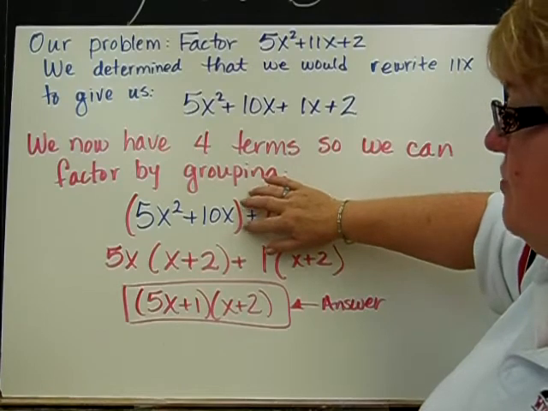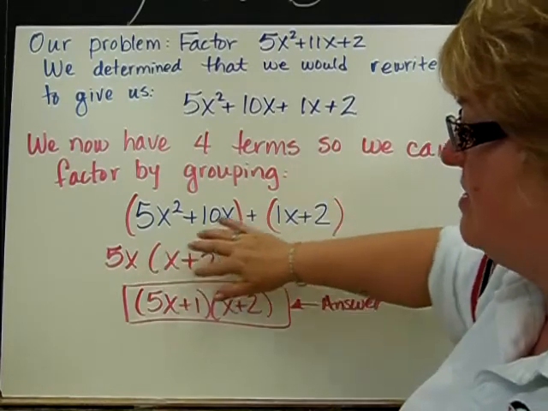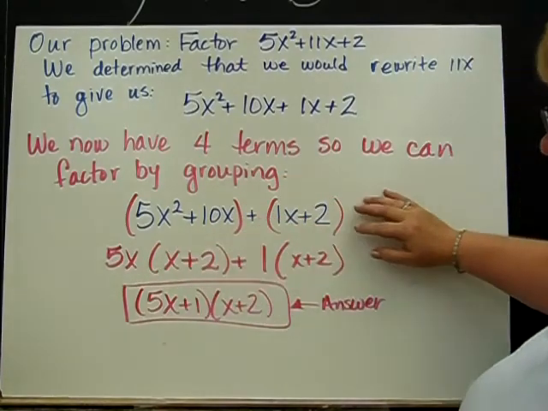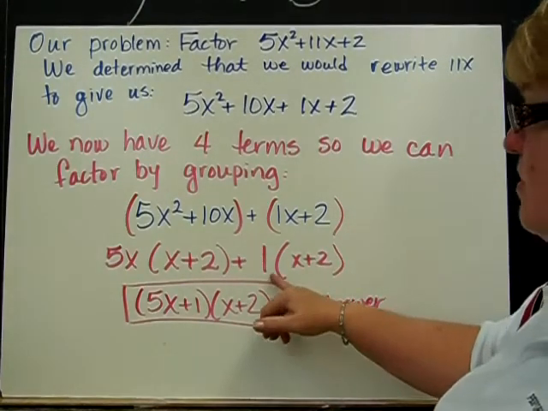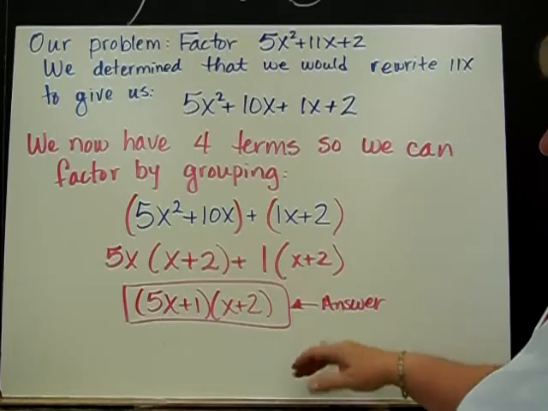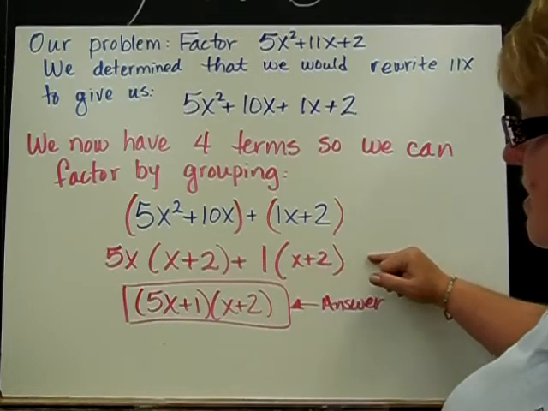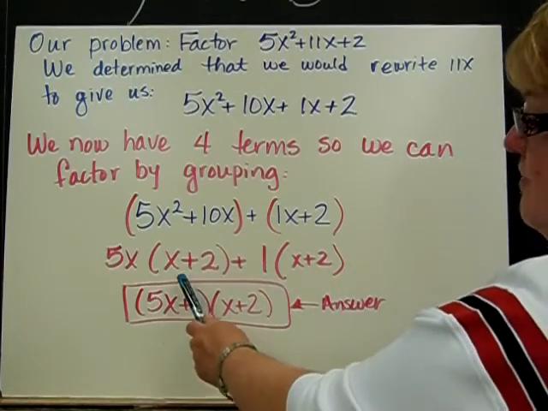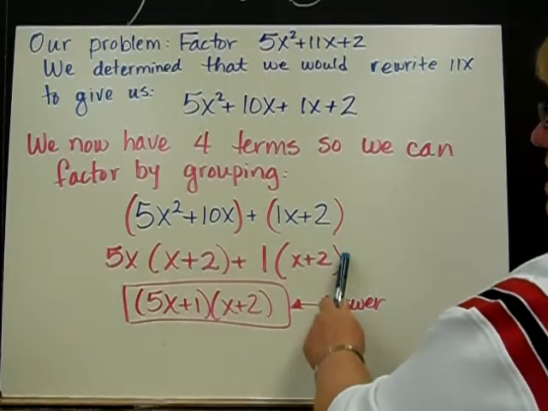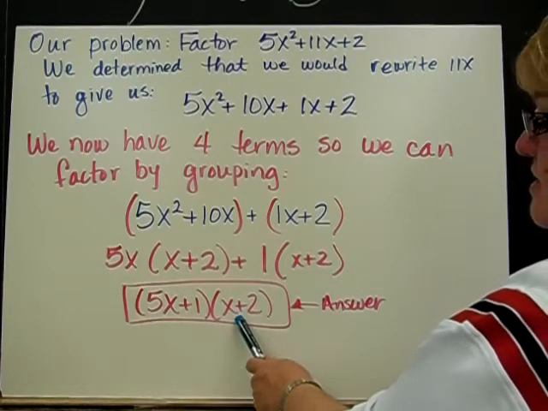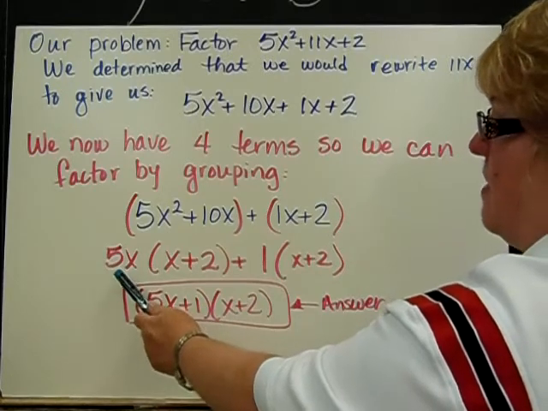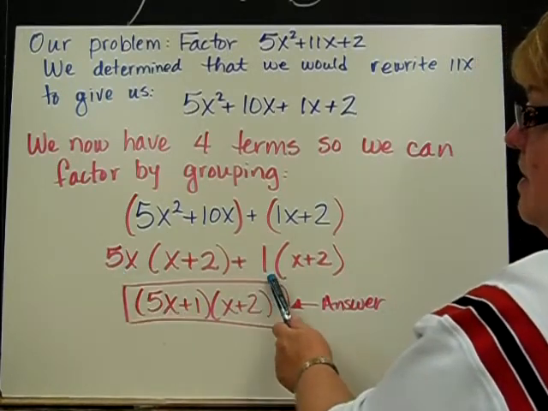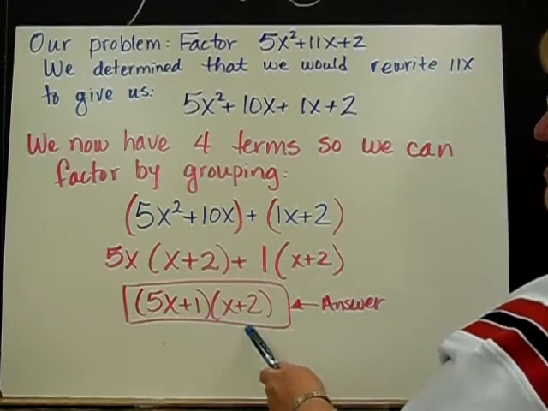and we see that the greatest common factor for this binomial is 5x, so we factor that out. The greatest common factor for this binomial is just a 1, so we go ahead and put the 1 there so we don't forget about it. And then when we look at this, we have the greatest common factor of x plus 2 in both of these. So we factor out the x plus 2, and we multiply that times what we have left, which is the polynomial 5x plus 1, to give us our answer.